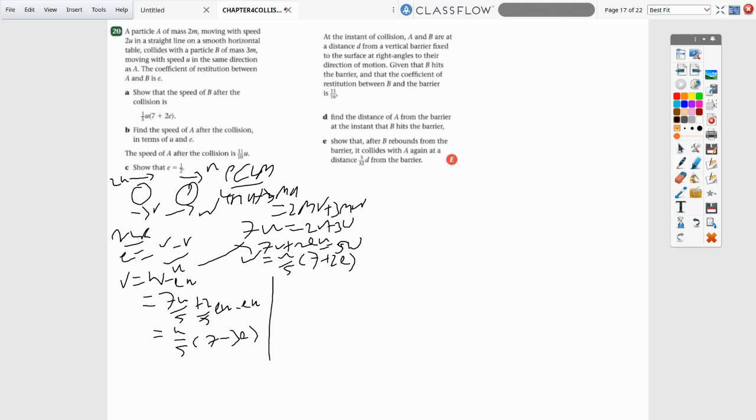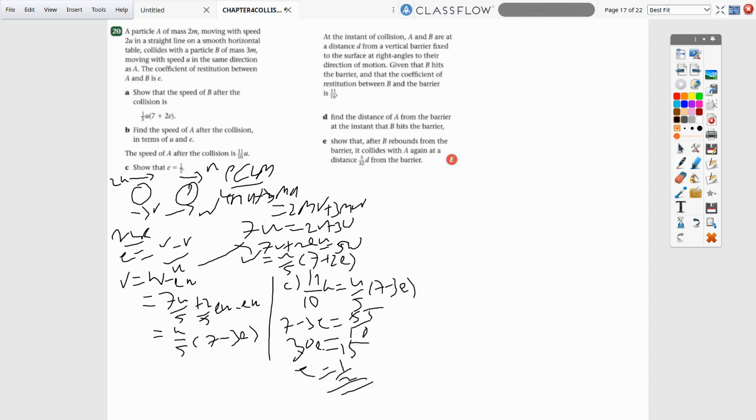Part C to the question is showing that B's speed is half the speed of A after the collision, so 11 over 10 of u is going to be u over 5, lots of 7 minus 3e, which is what we got in part B. So you can cancel each other out, multiply through by 5, so 7 minus 3e. From here, you definitely can use your calculator, because that's just a simple equation to solve. So it's going to give you that 30e is going to be 15. Okay, so these are half them. And that's what I wanted to prove.